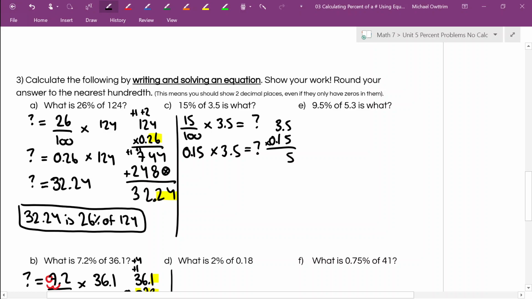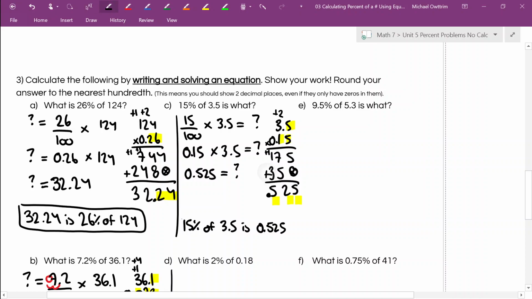5 times 5, 25. 5 times 3 is 15, plus 2 is 17. Placeholder 0. 1 times 5, 1 times 3. 5, 12, 5. And we just pay attention to our dots. 1, 2, 3. 1, 2, 3. And we can say that 0.525 is equal to our question mark. And we can say 15% of 3.5 is 0.525.